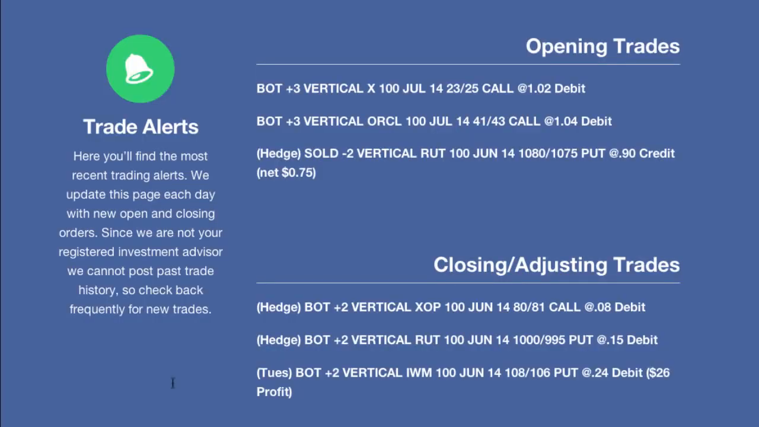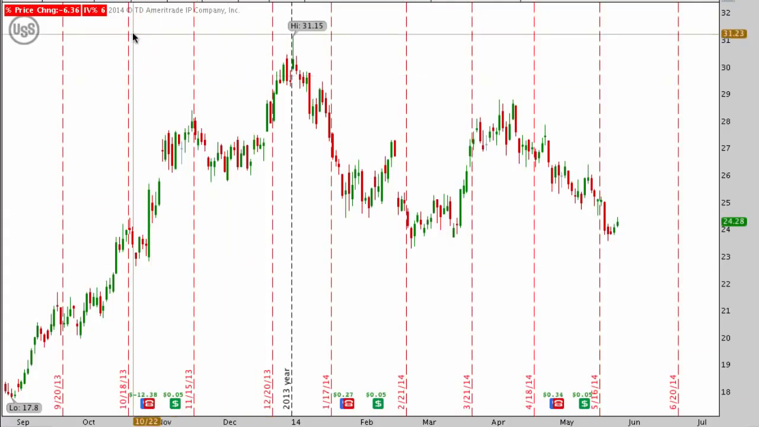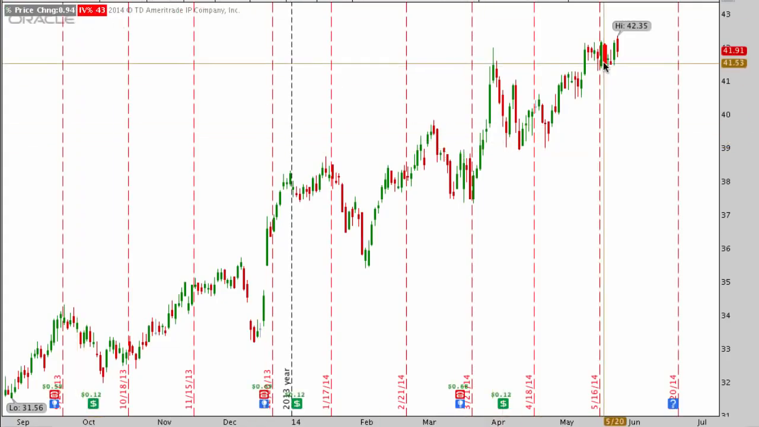and we just want to see more of that type of move. Now, the other trade that we got into the other day is Oracle, and we did almost the same thing, a $2 wide spread on the call side for $1.04, so you can see we paid a little bit more premium than we did on X. And basically the same thing is going on with Oracle that's going on with US Steel, and that's that we just want to see the stock continue higher.